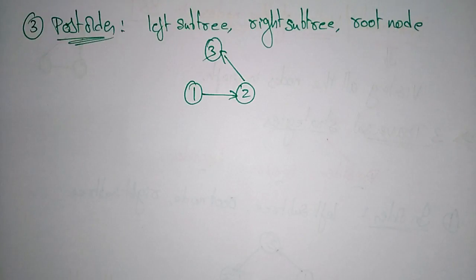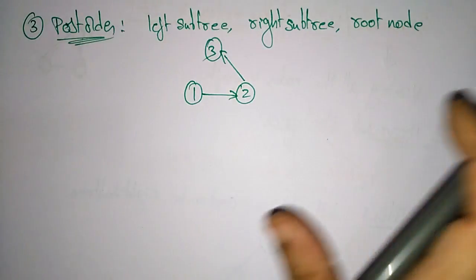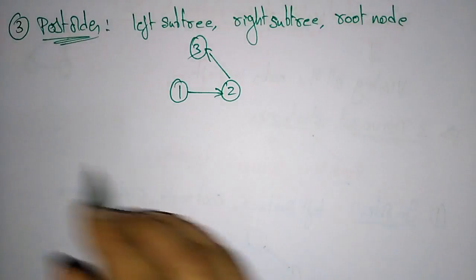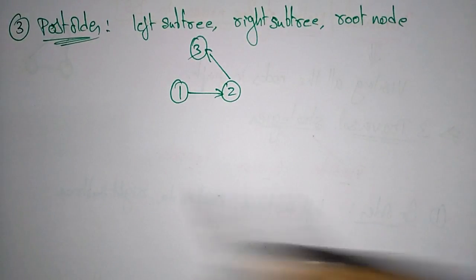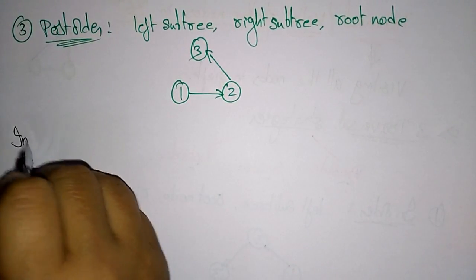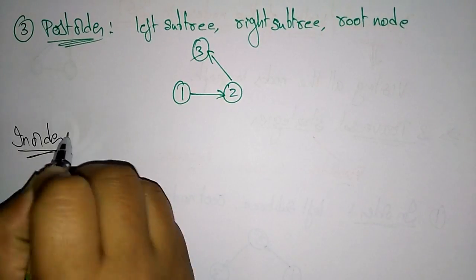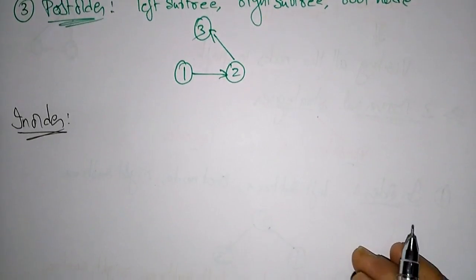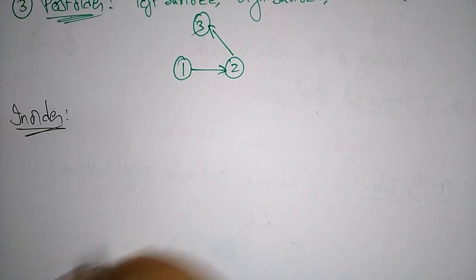Hi students, let us continue with the traversal techniques, that is the three traversal strategies that are used in the binary search tree. In the previous video I explained about the inorder, preorder and the postorder. Now let us see one by one. The first one is the inorder. Let me explain what is an inorder and what is the algorithm for the inorder.